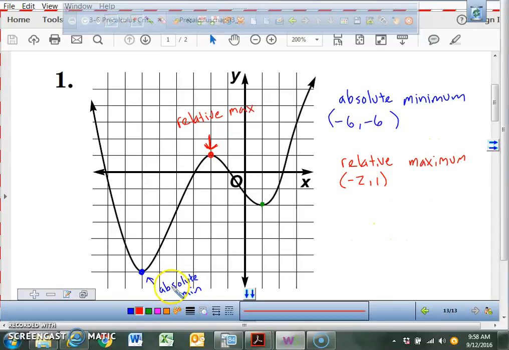Let's think about why it's the relative maximum. Notice, this is the lowest point. It does not go any further down. So that is the absolute minimum. However, up here, does this graph ever get higher than that particular point? It does, because this goes to what? Positive infinity, and over here, this goes to, so technically, it has no absolute.